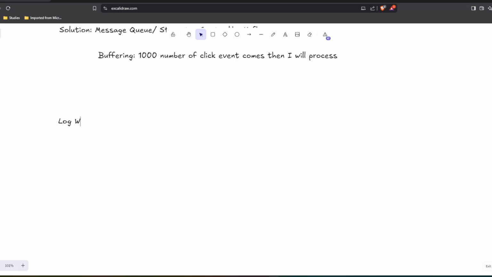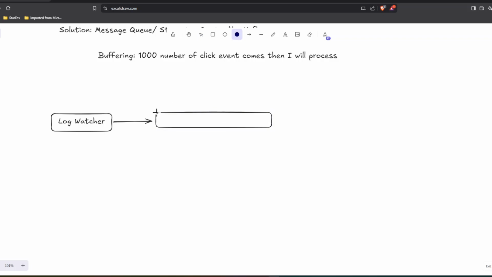So what we have is this log watcher, and instead of sending to our aggregation service, we are going to send it to our message queue. This is our message queue. And from this message queue, we are going to send our data to two places. One is the data aggregation service, and this message queue will hold raw data.